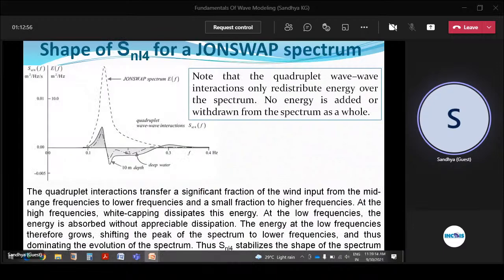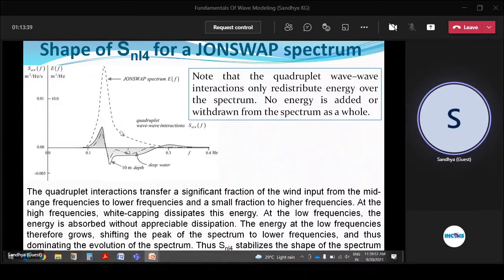Now, the shape of the SNL4 term, or quadruplet interaction term, is a particular shape having a positive lobe here and a negative lobe here, and again a small positive lobe here at the high frequencies. You can see that this is almost just a redistribution of energy. A significant fraction of the wind input is at the mid frequencies, so the quadruplet interactions transfer a significant fraction of the wind input energy from the mid frequencies to lower frequencies.